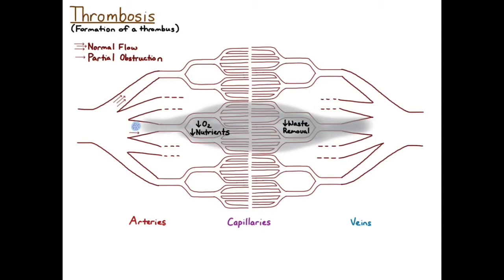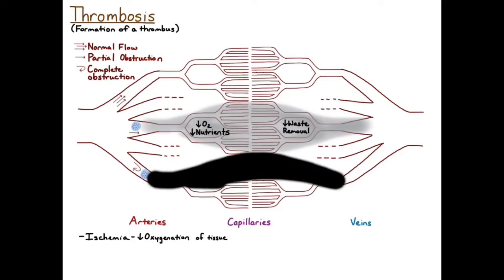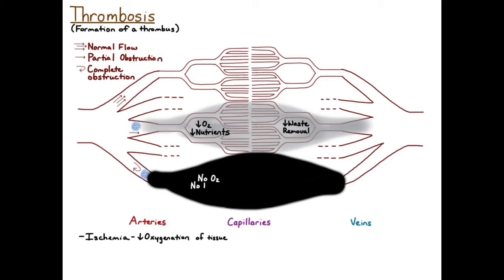These partial obstructions can result in ischemia, and ischemia is reduced oxygenation of the tissue. There can also be a complete obstruction, and this results in no blood supply to that tissue, so no oxygen, no nutrients, and no waste removal. These complete obstructions are more likely to cause an infarct, and an infarct is tissue necrosis, tissue death due to no oxygen delivery.